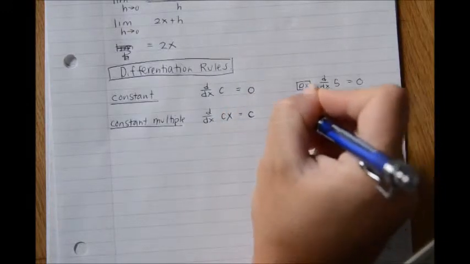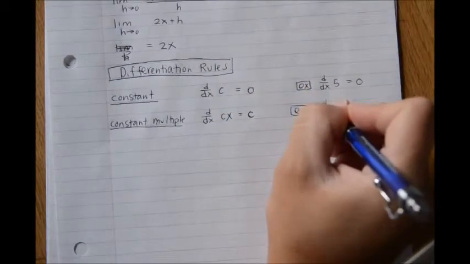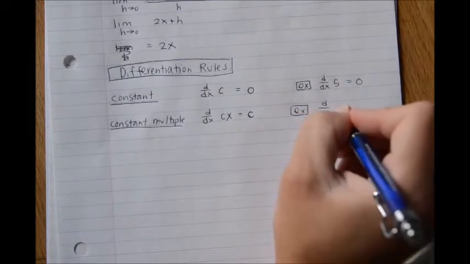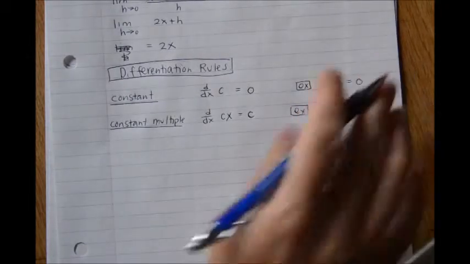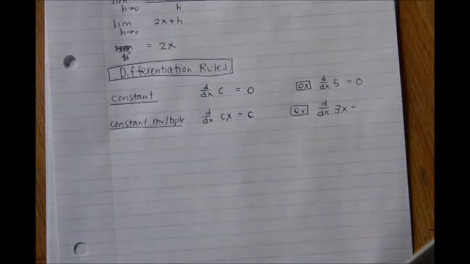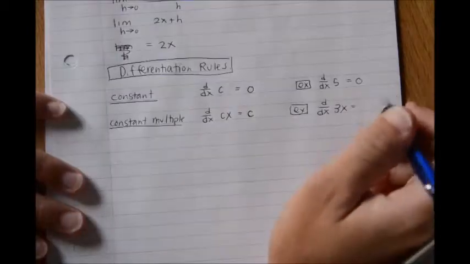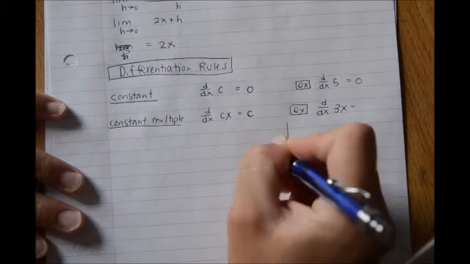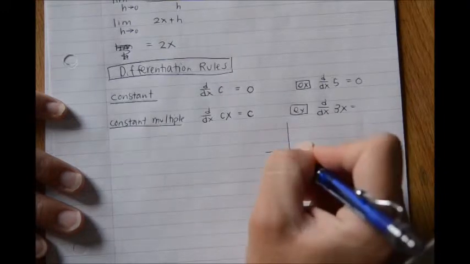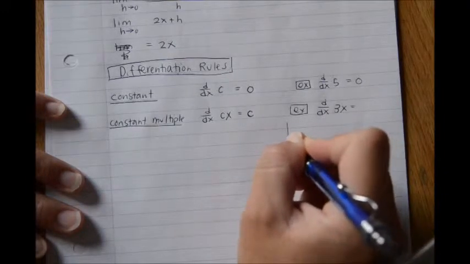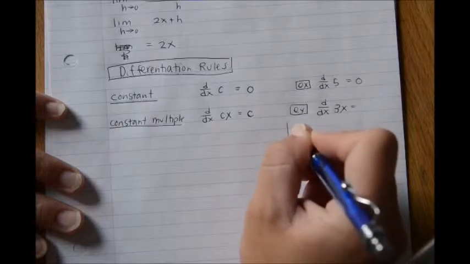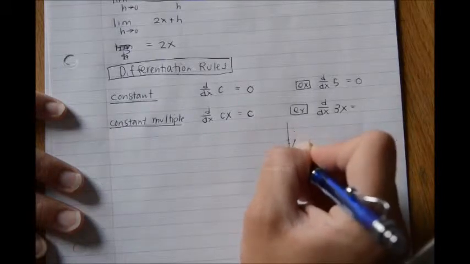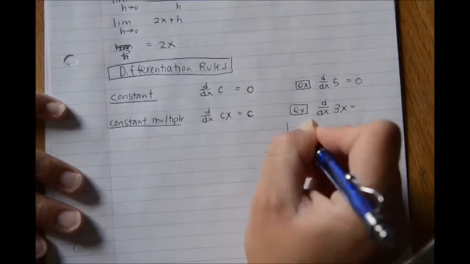So for example, if I want to find the derivative of 3x, think about what the line 3x looks like. It goes through 0, 0, and I can actually draw it right here. It goes through 0, 0, and it has a slope of 3, right? It goes up 3 and over 1. Up 3 and over 1, okay?